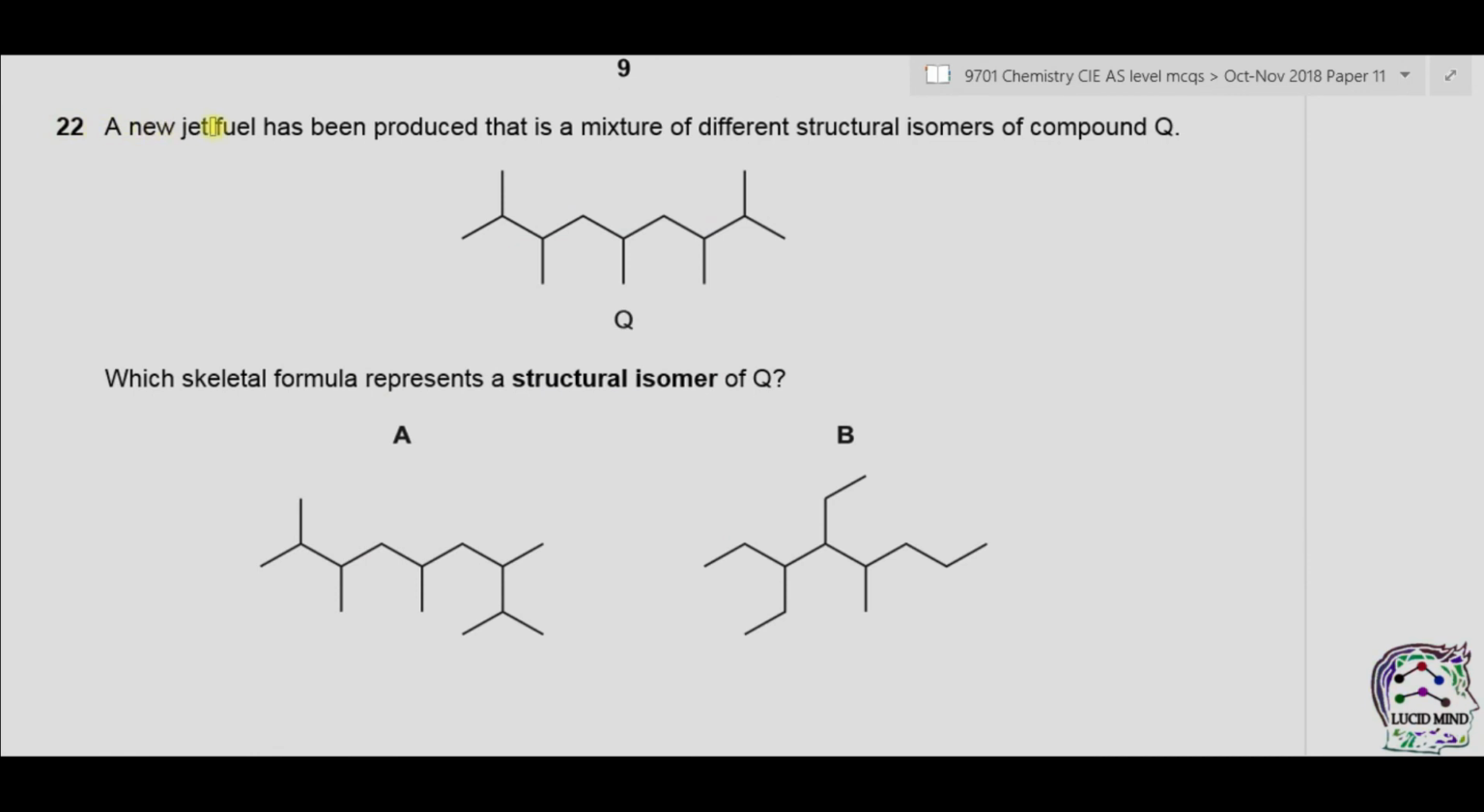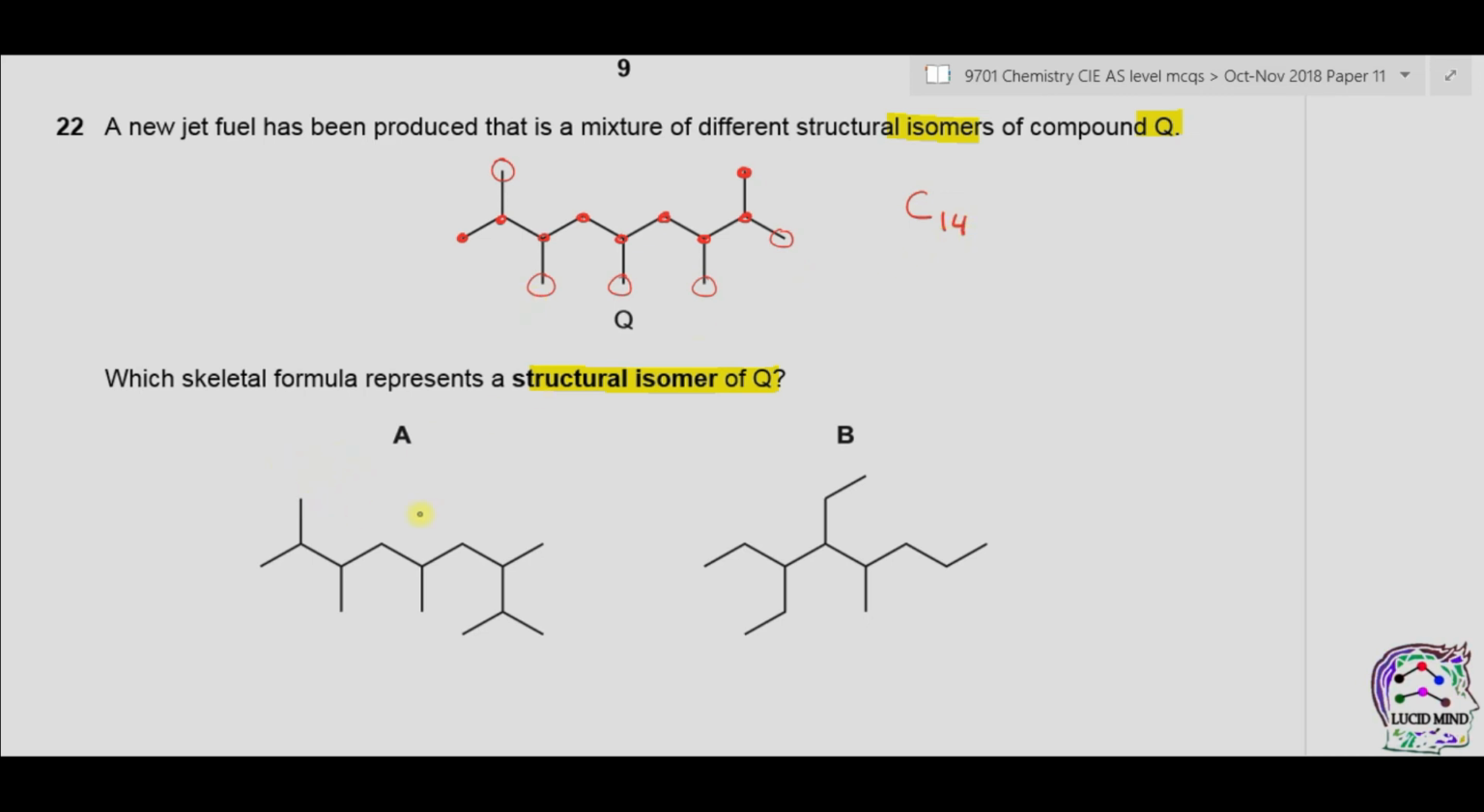Question 22. A new jet fuel has been produced that is a mixture of different structural isomers of compound Q. This is compound Q. Which skeletal formula represents the structural isomer of Q? Let's first find out the number of atoms present in Q. We have 9 carbon atoms in the long chain and 5 carbon atoms as substituents. So in total we have 14 carbon atoms.